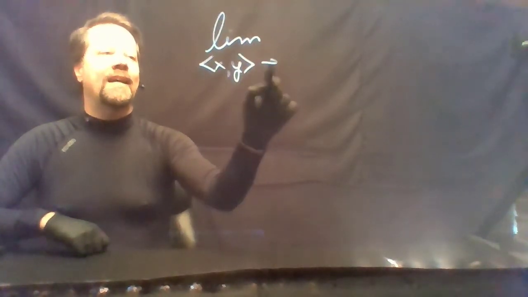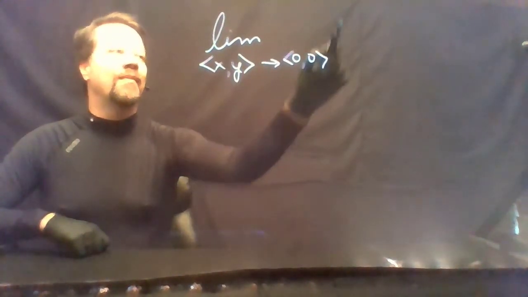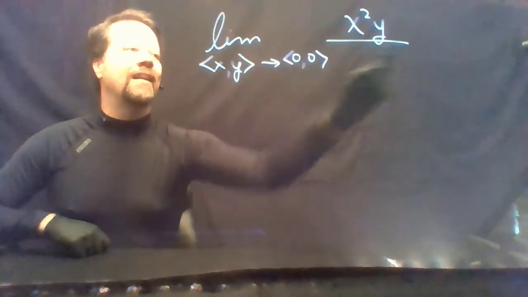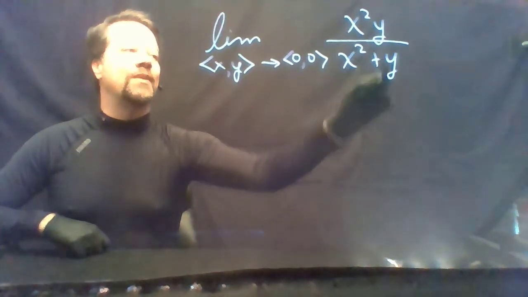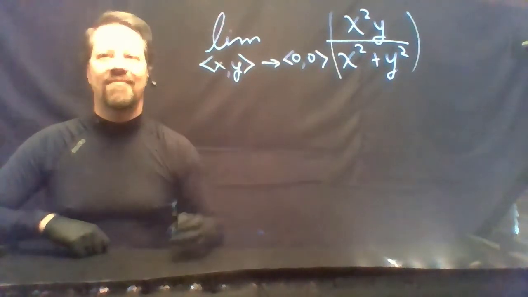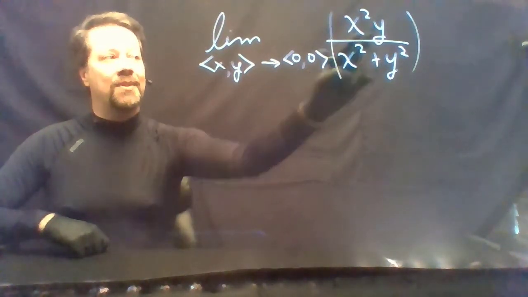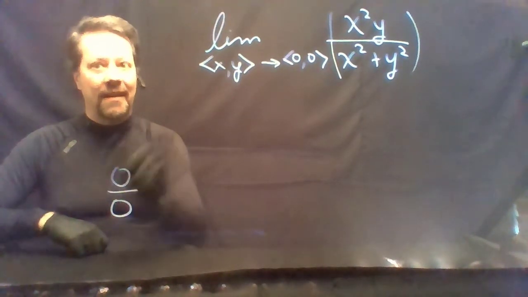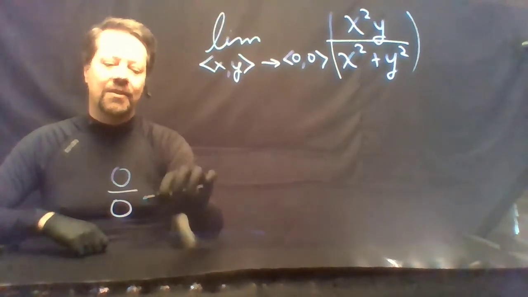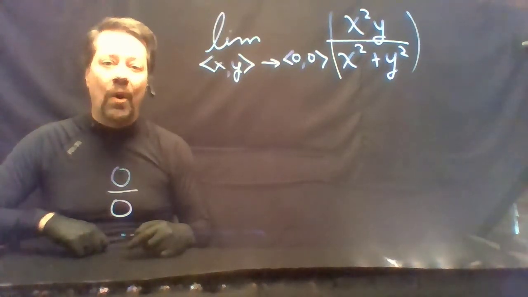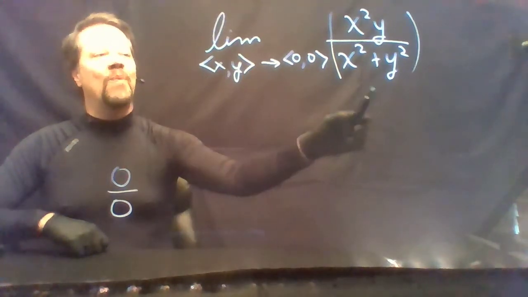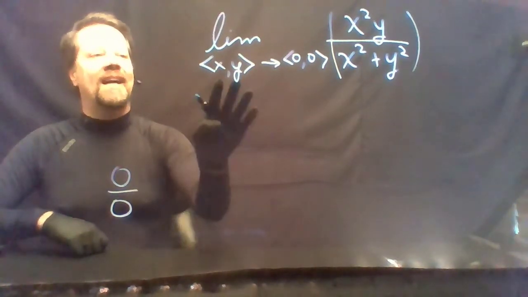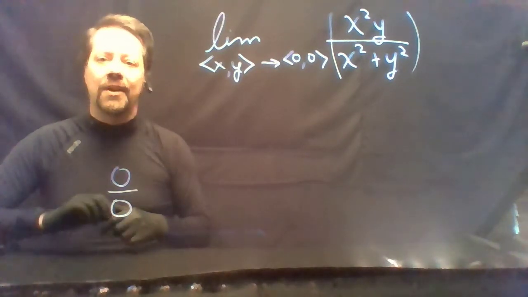I want to explore our definition of limits by looking at the limit as xy tends to 0, 0 of x squared y divided by x squared plus y squared. You can see that if you plug 0, 0 in, you end up with 0 divided by 0. And in the context of limits, 0 divided by 0 means more work. So what do you suspect happens as x and y get closer and closer to the origin in the plane?